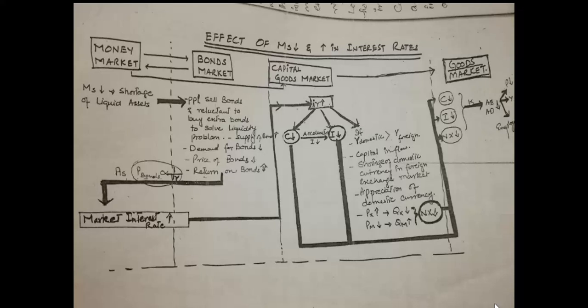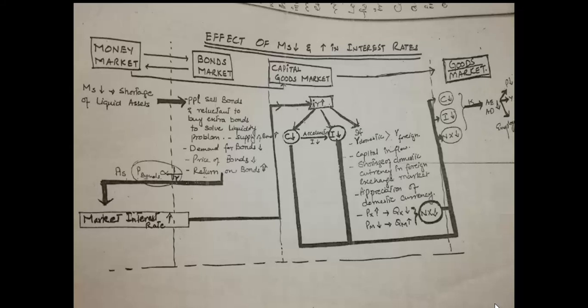Okay, people are short of money, so what are they going to do? They are going to take the bonds that they had bought from the government. They're going to sell the bonds to take out the money. They want money, so they are going to sell the bonds, and they will be reluctant to buy the extra bonds that the government is now issuing. So what's going to happen in the bond market? In the bond market, there is going to be an increase in supply of bonds. People want to sell more bonds.